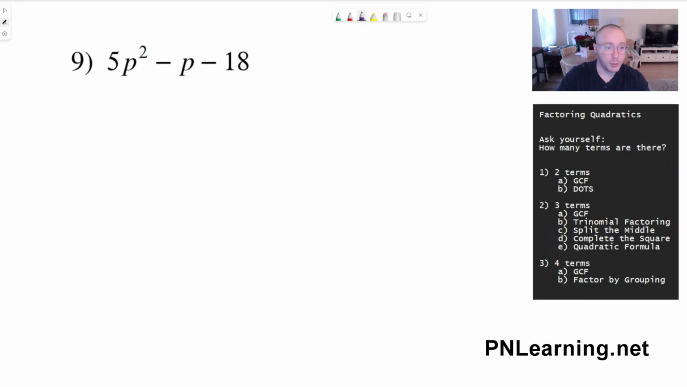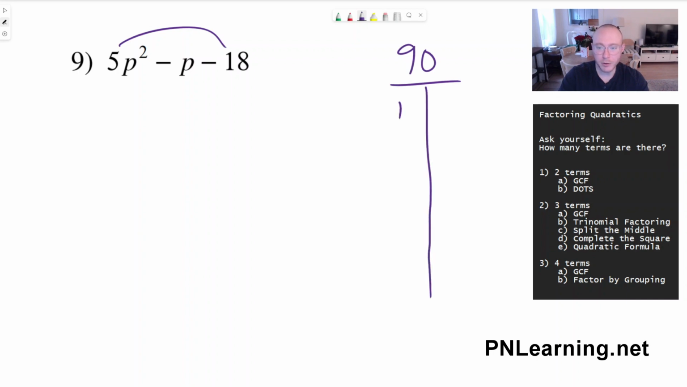Okay, here's number 9. We've got 5p squared minus p minus 18. Again, we'll notice 3 terms. We'll also notice they don't have any common factors. So let's try to split the middle. 5 times 18. That would be 50 plus 40, or 90. And let's go ahead and try to factor 90 without the calculator, right? 1 times 90, 2 times 45, 3 times 30. 4 we're not going to be able to do because, again, 2 is with an odd number as a factor, so you will not be able to divide by 2 again.